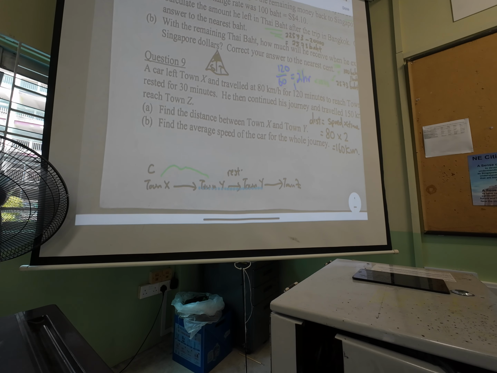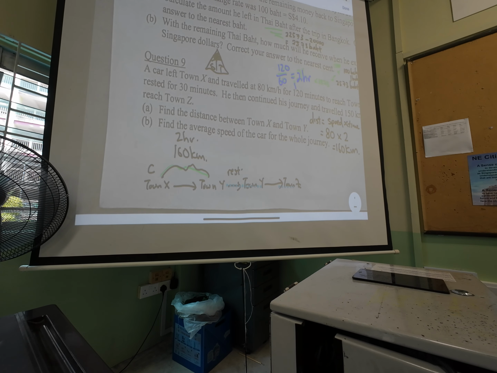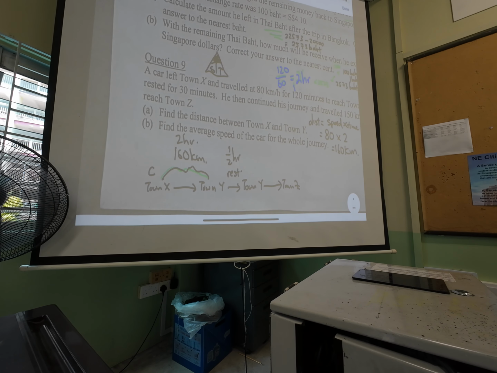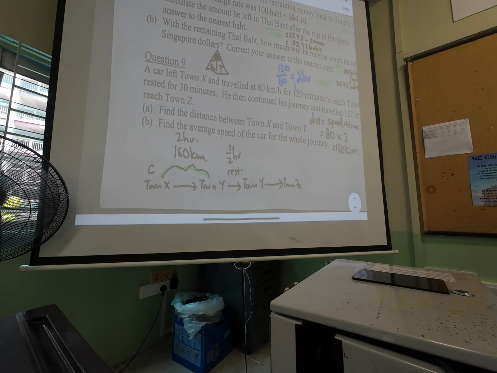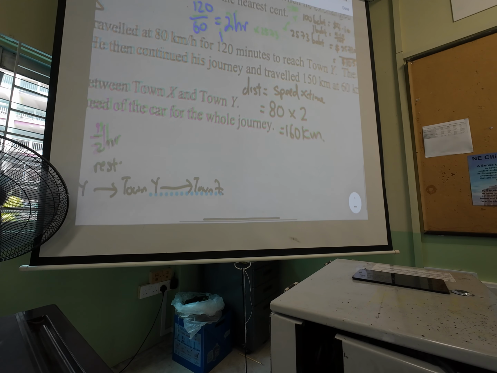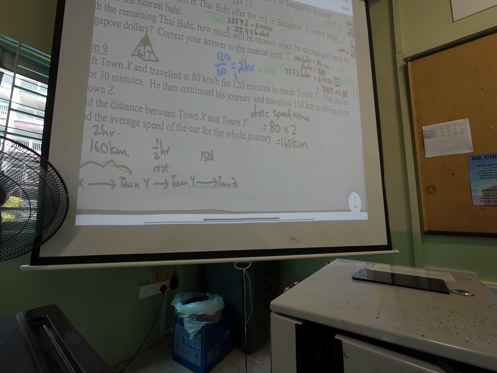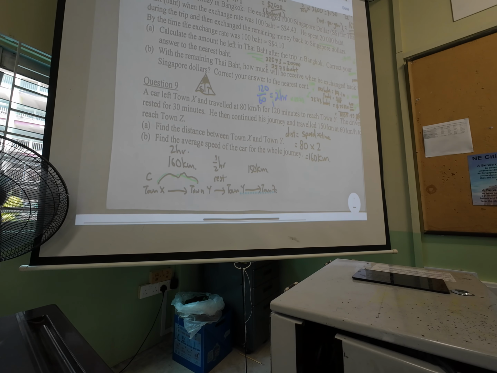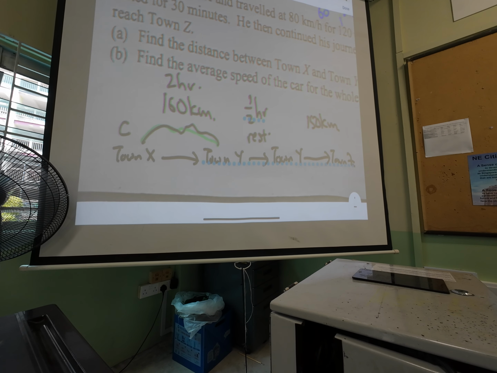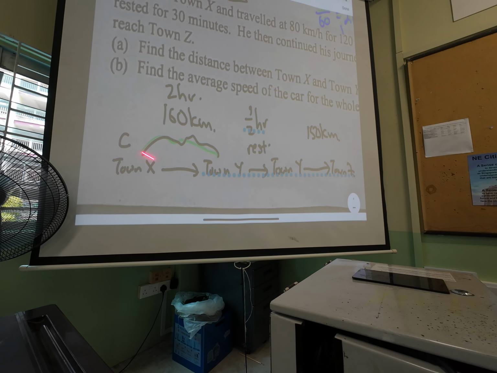Okay. So between X and Y, the distance is 160 kilometers. The time taken was 2 hours. Then he rested for 30 minutes. 30 minutes divided by 60 is half an hour. Then when he goes from town Y to town Z, the distance was 150 kilometers. Okay, so far these are all the things that I know. But these things are not enough to help me find B.